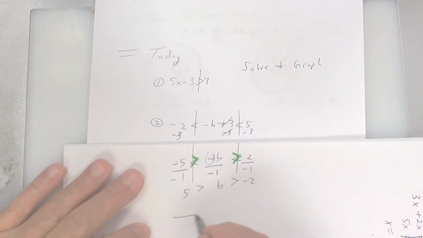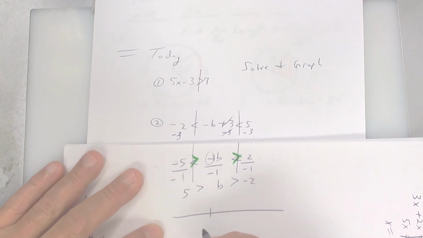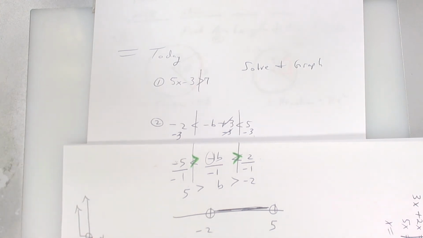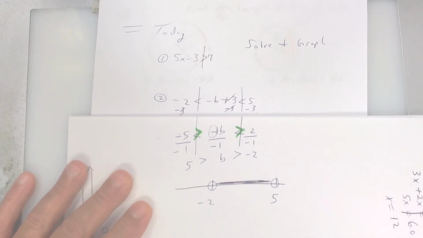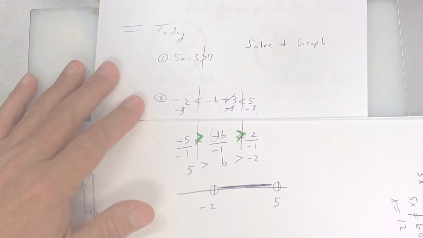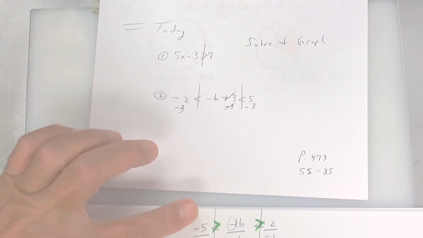So to graph that one, you're going to go 2 or negative 2 and then 5. There's no line under here, so they're going to be open circles, and it's anything in between here. That's called a compound inequality, and that's how you do it. If you get stuck today, ask. If you don't know how to find your least common denominator, I'll help you with that again. Here's your work for today.